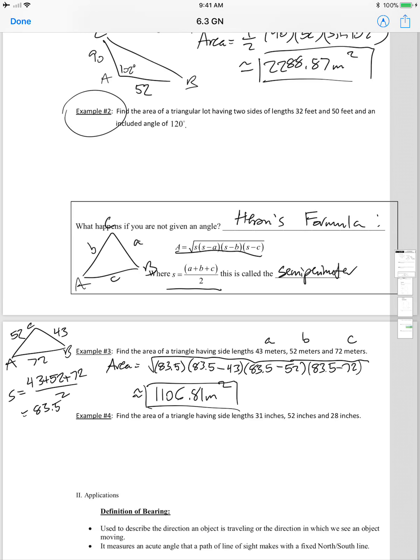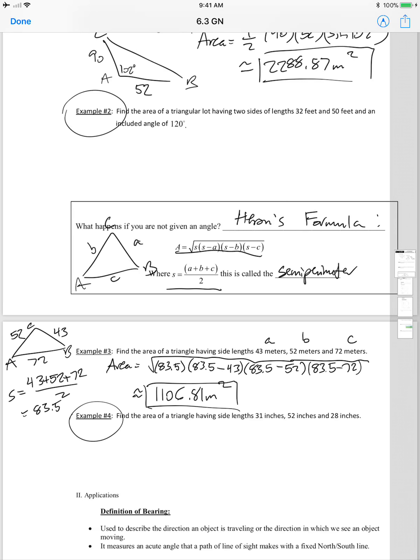There's a great proof of Heron's formula if you want to see where it comes from. I'm not sure we'll have time to talk about it in class, but I mean, I majored in math. I love proofs. I love explaining where these things come from. So please come talk to me. I'd love to have that conversation with you.